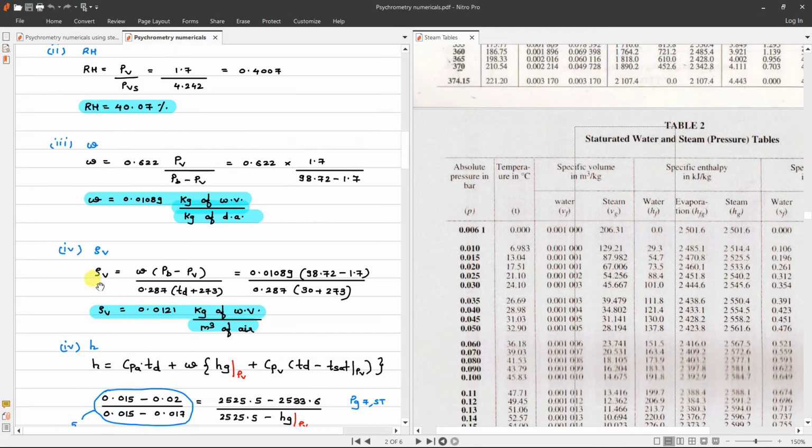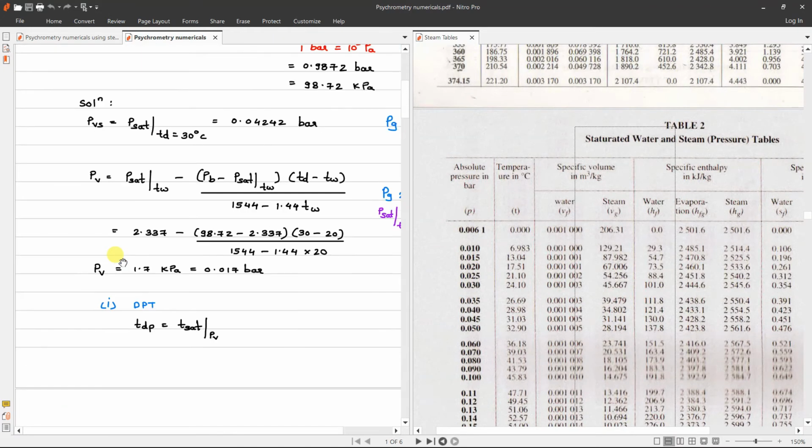So I have written the formula here. Substitute the value of omega, PB in kilopascal, PV in kilopascal, and in the denominator we have TD plus 273, degree Celsius 30 plus 273. So we can calculate the density of water vapor. What is that? 0.0121 kg of water vapor per meter cube of air.